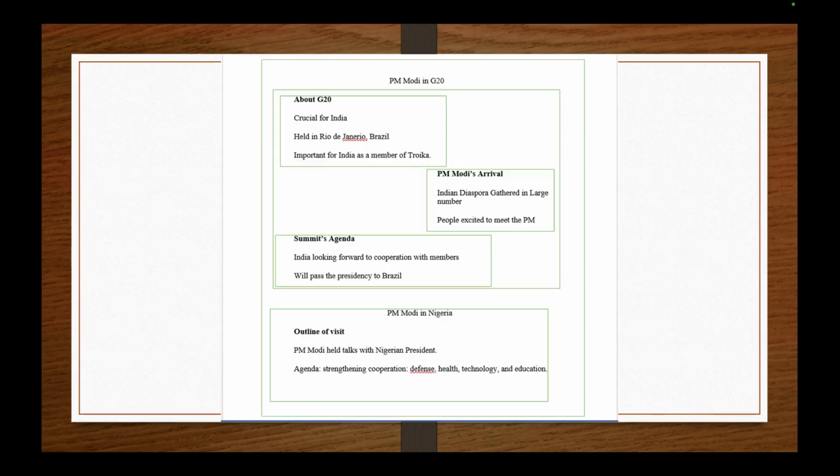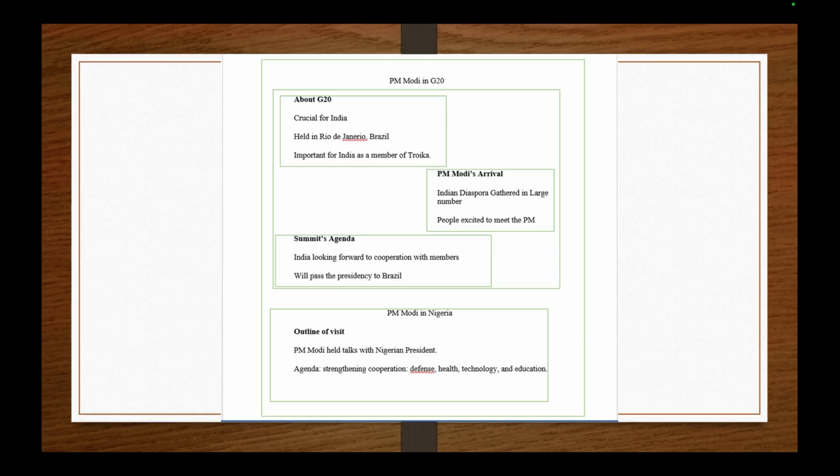Now, if you can see here, this is how I've made notes on it. Thematically, there are two divisions to this. First, PM Modi in G20, and then subtopic one is about G20, crucial for India, held in Rio de Janeiro, Brazil. It's important for India as a Troika member. Then PM Modi's arrival: he was greeted by the Indian diaspora in large numbers and people were excited to meet him. The third is the summit's agenda. India looks forward to cooperation with members and will pass the presidency baton to Brazil.